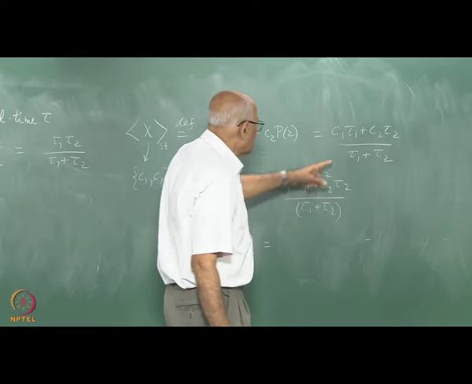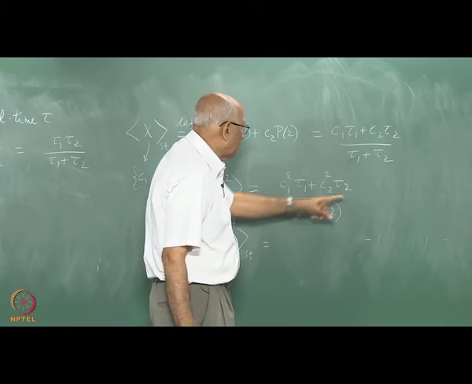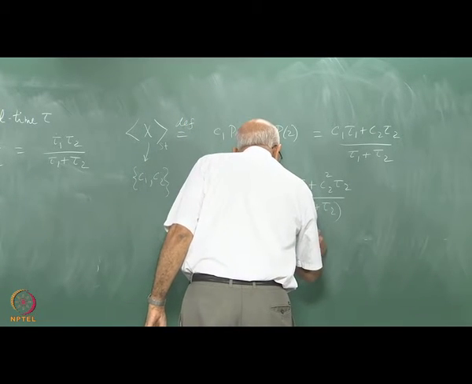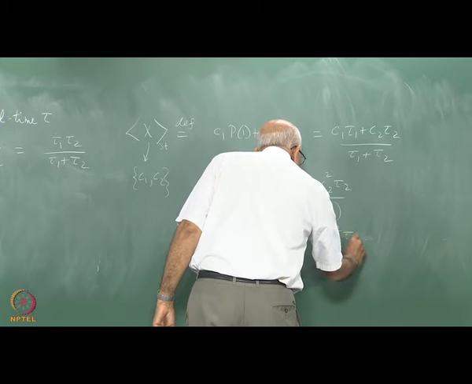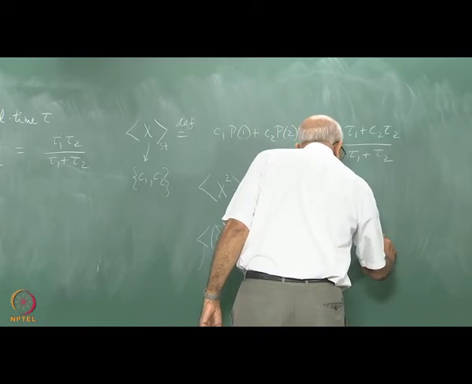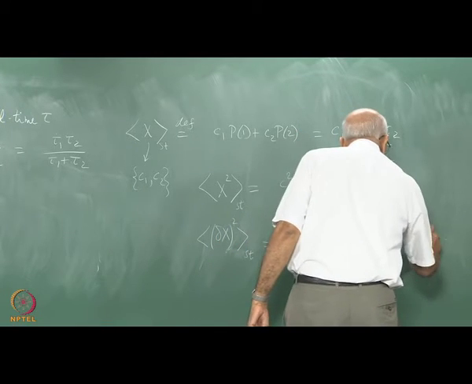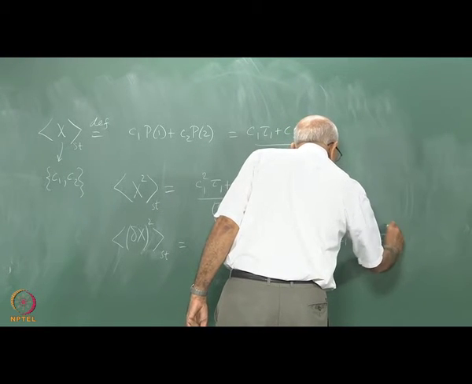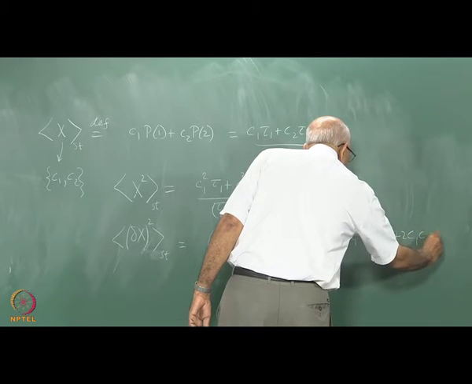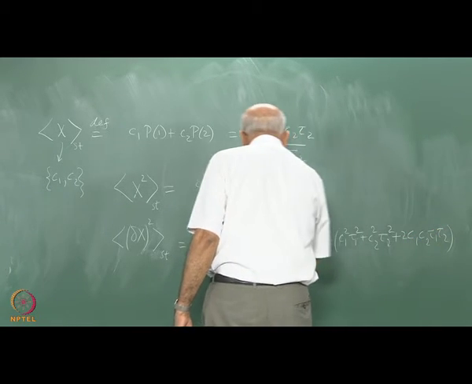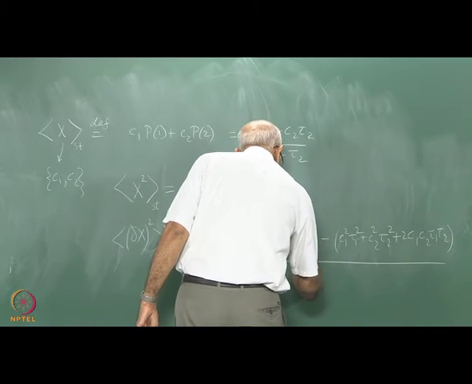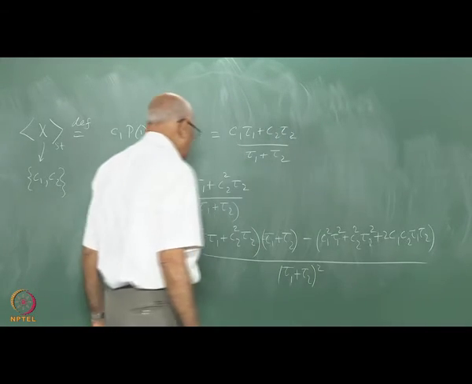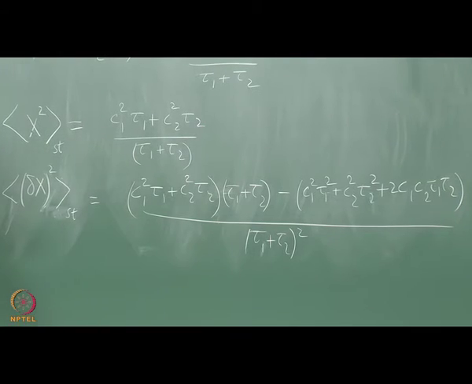Now the square of this is, first of all, if I take this minus the square of that, there is a tau 1 plus tau 2 multiplying this fellow here. So let us quickly do that. Let us take C1 squared tau 1 plus C2 squared tau 2, times tau 1 plus tau 2, minus C1 squared tau 1 squared plus C2 squared tau 2 squared plus 2 C1 C2 tau 1 tau 2, the whole thing divided by tau 1 plus tau 2 squared out here. So some terms definitely cancel out.